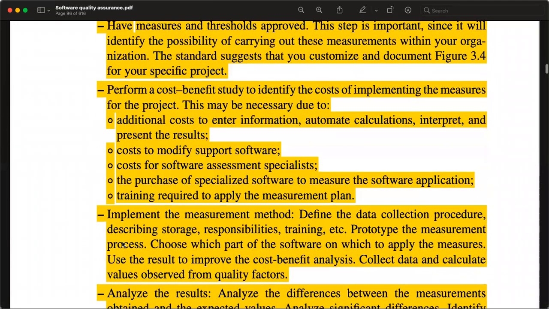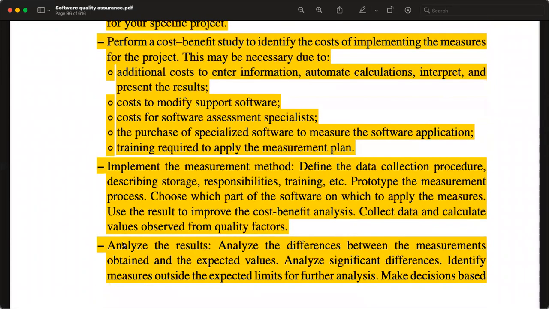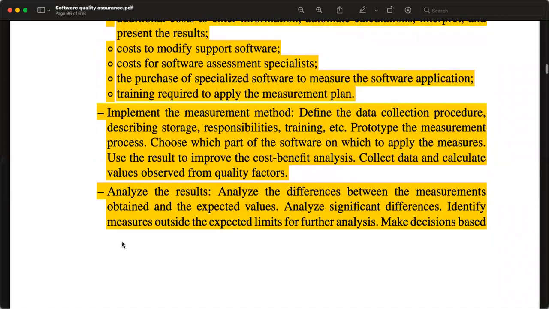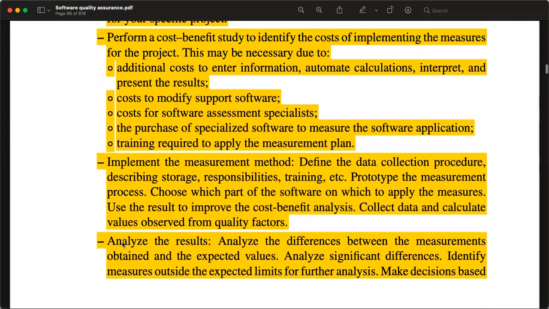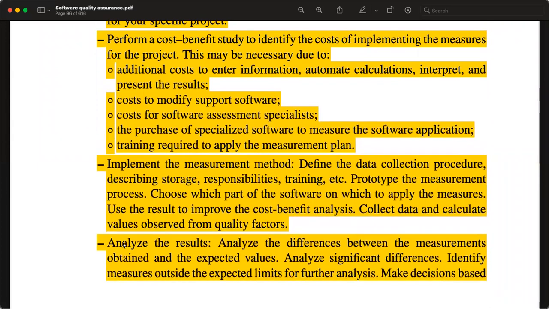This may be necessary due to additional cost to enter the information, automate calculations, interpret and present the results, or it may be important due to the cost to modify support software, or cost for software assessment specialists, or for purchase of specialized software to measure the software application, or training required to apply the measurement plan. So cost-benefit analysis in this scenario is very important. Then implement the measurement method after you have defined the quality factors and done the cost-benefit analysis.